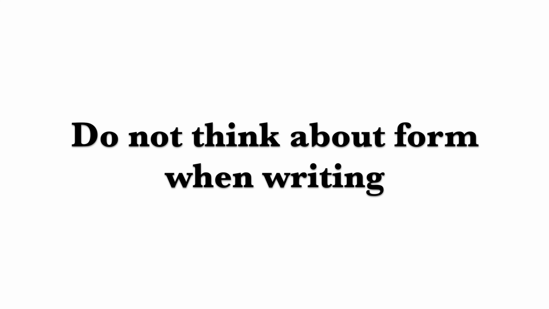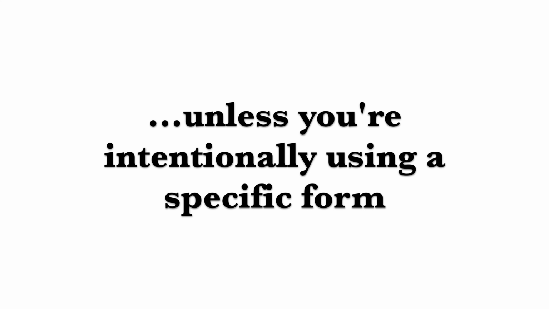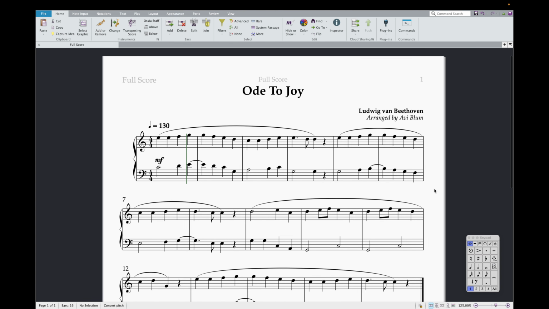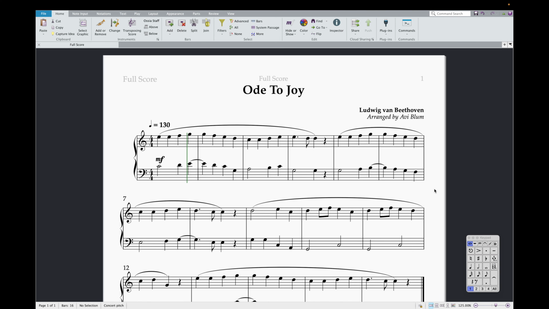So no, do not think about form when you're writing, unless you're trying to specifically write with specific forms, like a period or a musical sentence or sonata form or a rondo or a ternary. And that is helpful. So there you go. That is the answer to the question whether or not you should be worrying about form when you're writing a melody or writing music in general.